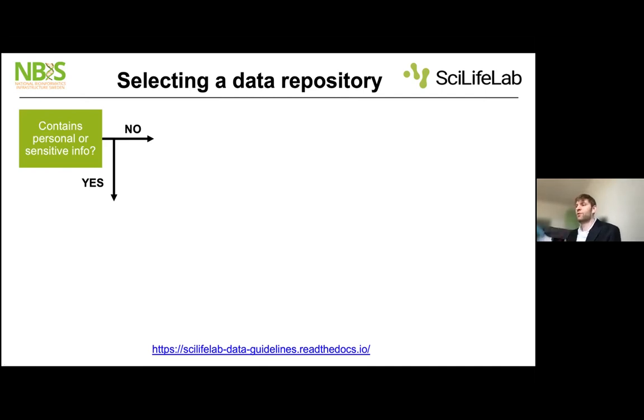So the best way to make your data FAIR is to choose a commonly used data repository. And you do that by determining if the data is sensitive or needs to be protected or not to start with. And if it needs restricted access, the European Genome Phenome Archive is one of the few places where this is going to be possible in the future.